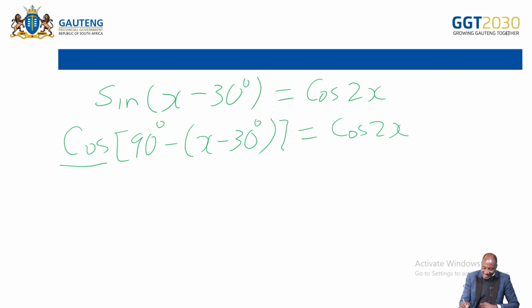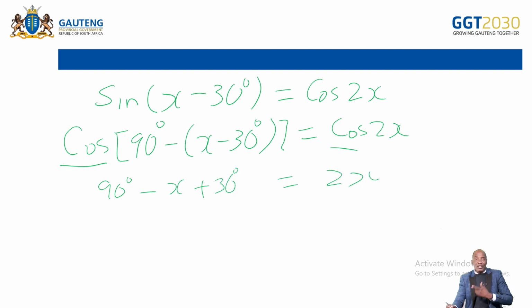Now that the functions are balanced on both sides, we focus on the angles. We are having 90 degrees minus x minus, actually plus 30 degrees. When you remove your bracket, it's going to be plus 30 degrees is equal to 2x. Then you solve for x plus k 360 degrees where k is an element of integers.